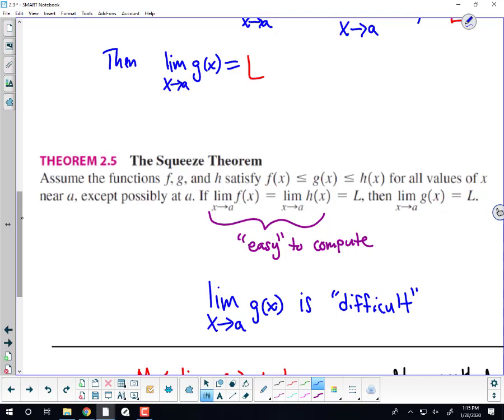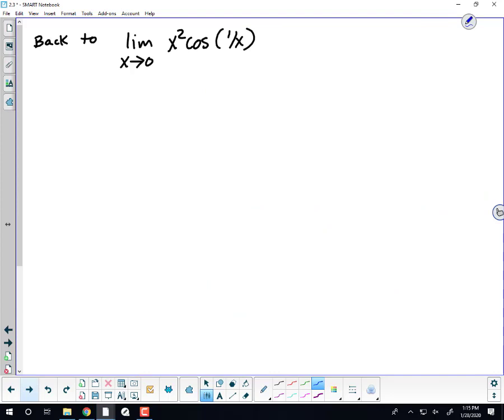We're going to use this to answer this question. We're going to go back to this function here, x squared cosine of 1 over x, and use the squeeze theorem to answer what that limit is. Because on the surface, it appears that limit would probably be what? 0? Or somebody else? Undefined? So if we just tried to plug x directly into this limit, what do we get?